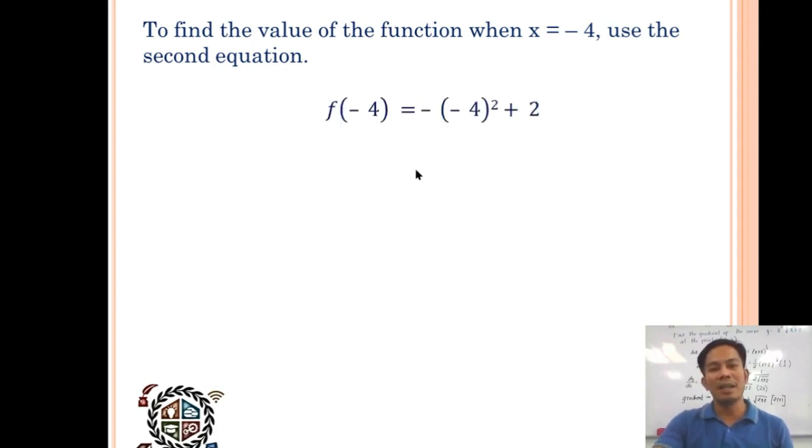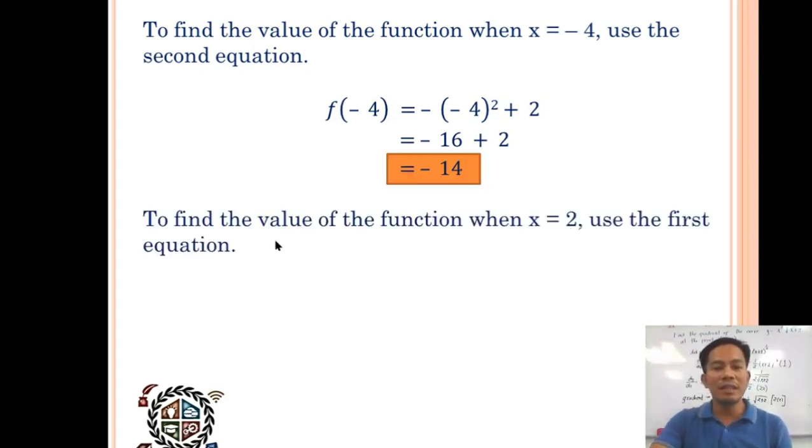So, bakit kailangan yung second equation? Kasi you see, di ba yung first equation dapat positive lang? Yung second equation dapat negative lang. So, since x is equal to negative 4, okay, then dapat dun ka sa second equation mag-substitute. Okay? Then, you will get negative 14. Next. To find the value of the function when x is equal to 2, use the first function or first equation. Why? Because it's a positive.